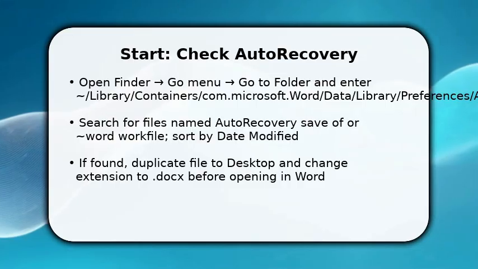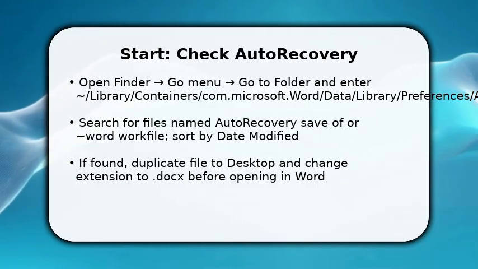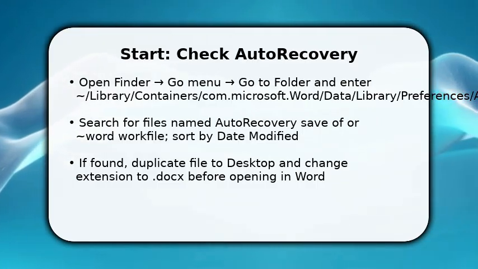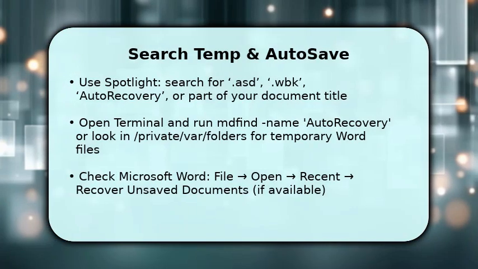If you spot a candidate, duplicate it immediately to the desktop and change its extension to docx. This prevents overwriting and lets Word recognize the file when you open it. Next, expand the search beyond auto recovery.